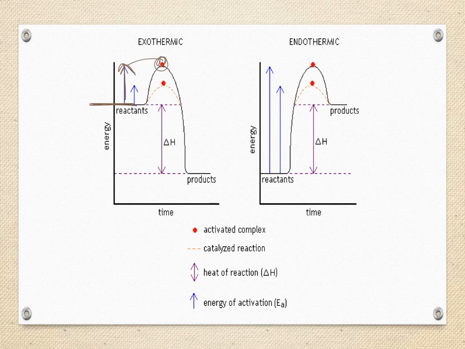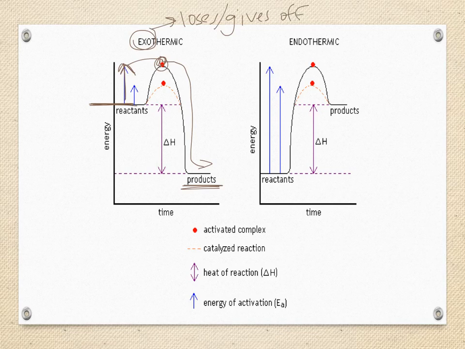It's like the top of a roller coaster before you can get your roller coaster started. Once it's gotten there, then it can make the products. And here's my products at the very end. This is an exothermic reaction. Exo means loses or gives off, and thermic means heat.